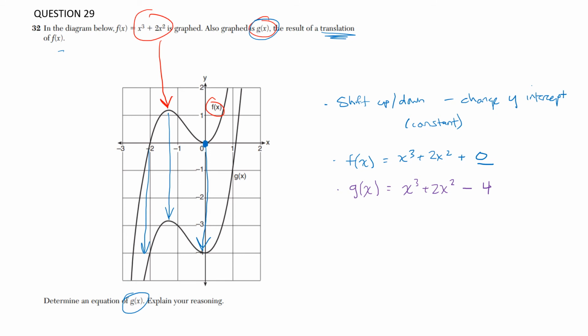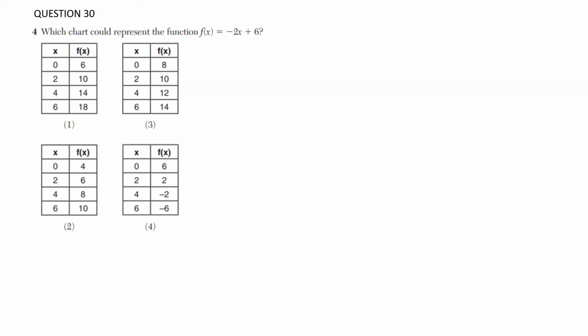Now, we know this works because if we plug in 0 for x, so we say g of 0, plug in 0 for x, 0 plus 0 minus 4 gives us negative 4, and that is this point right here. So that's consistent, and that's how we know that the equation for g of x is simply the equation for f of x, but with an extra minus 4 added on at the end.